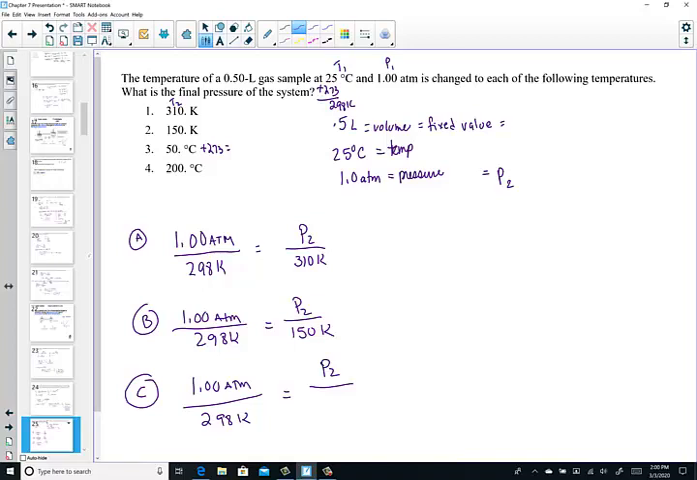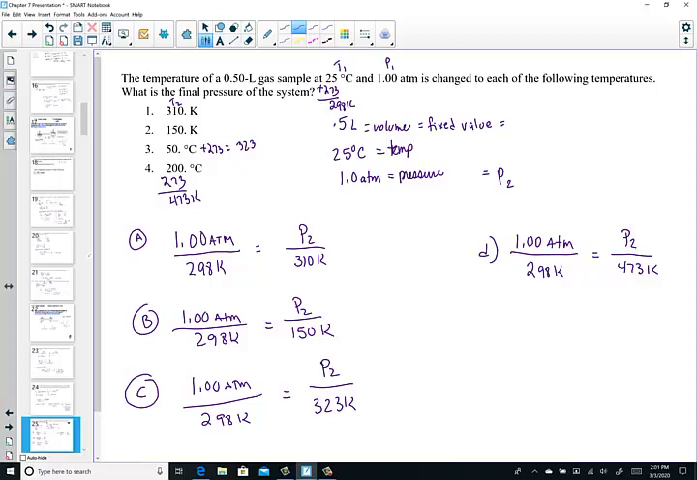50 plus 273 is 323 Kelvin units. And letter D, 1 atmosphere over 298 Kelvin units set over, what's this guy? And that's 473 Kelvin units. There, we got them all set up. Is that matching what you have on your page?